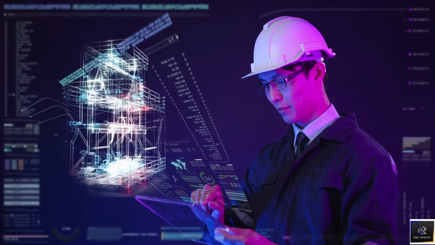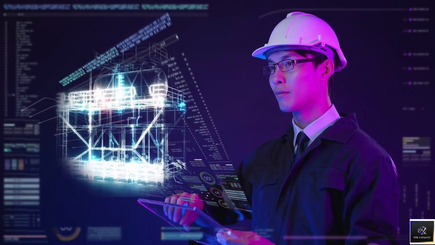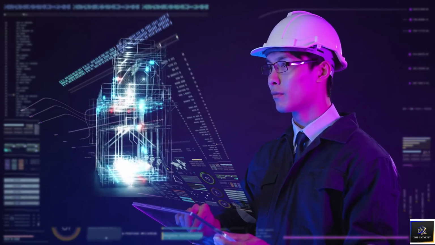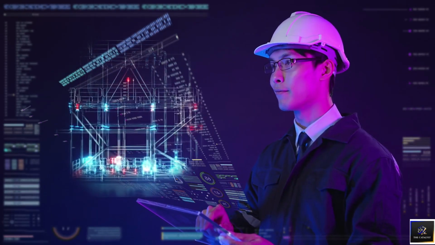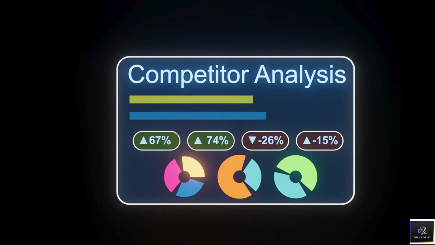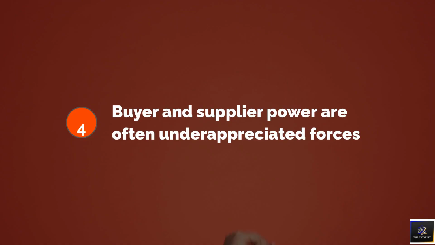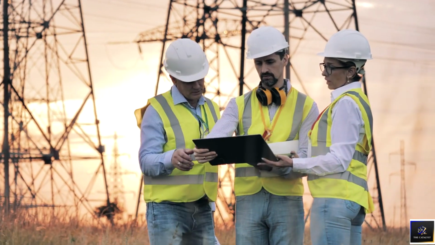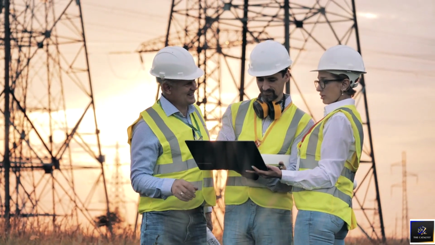3. Forces are not static. Industry structure changes over time. New technologies, regulatory shifts, demographic changes, and competitive innovations can weaken or strengthen individual forces. The 5 forces analysis that was accurate in 2010 may not be accurate today. Reassess regularly.